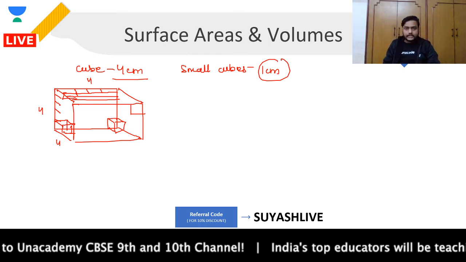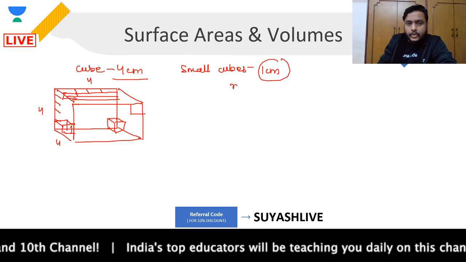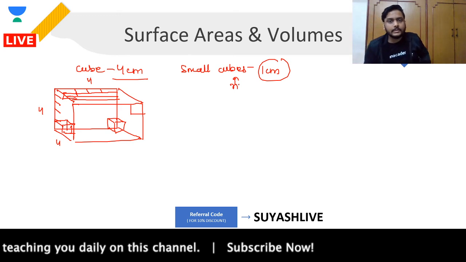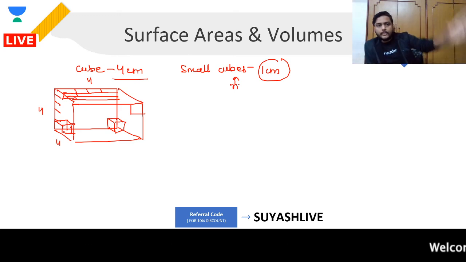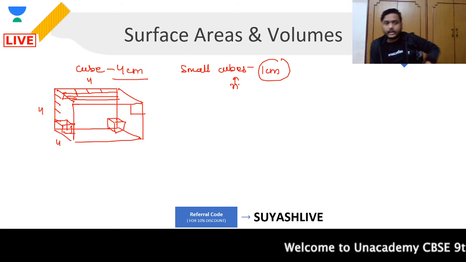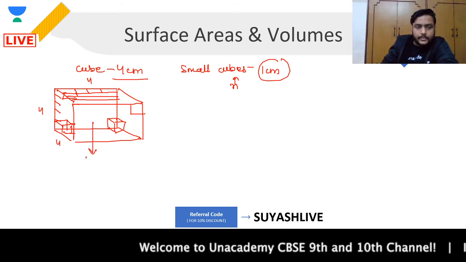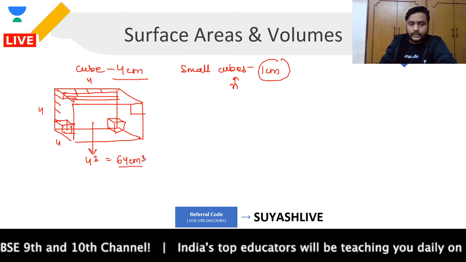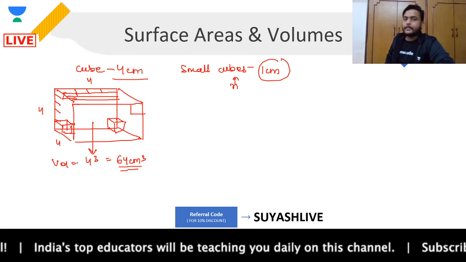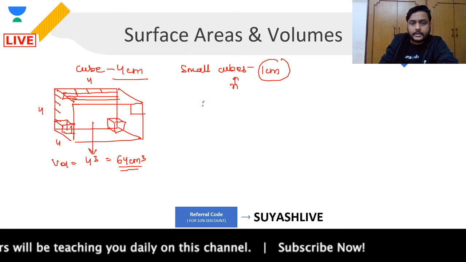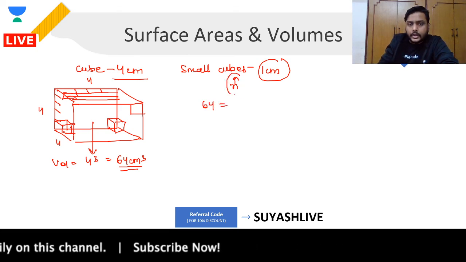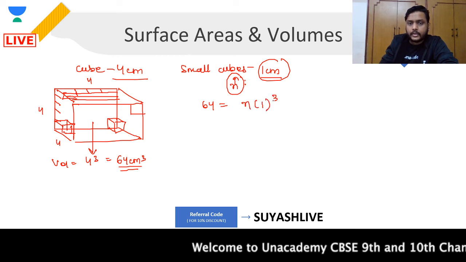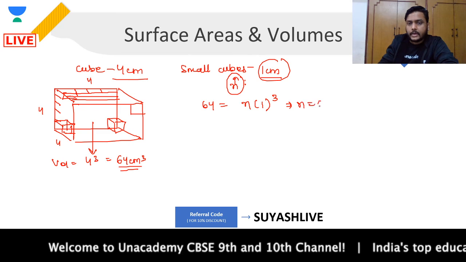No. You will simply say that if I am having n number of cubes of 1 centimeter, then the volume of those small cubes having 1 centimeter as side is equal to the volume of this big cube having 4 centimeter as the side. So I will find out the volume of this cube. That will be 4 cube, that is 4 into 4, 16 into 4, 64 centimeter cube. This is the volume of my big cube. And this 64 centimeter cube will be equal to the total volumes of n cubes of side 1 centimeter, that is n times 1 cube. So n will come out as 64.